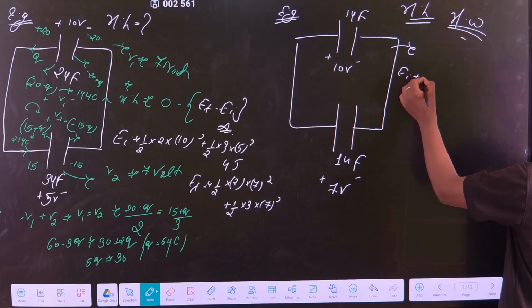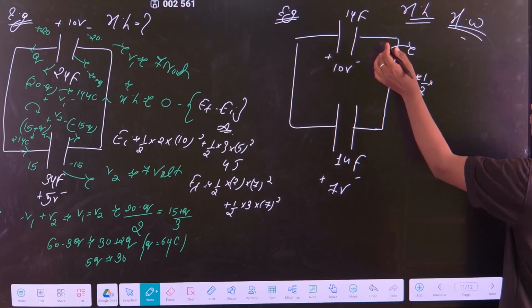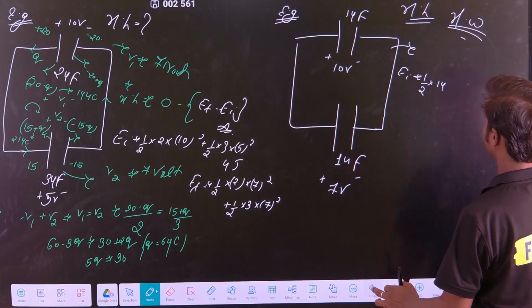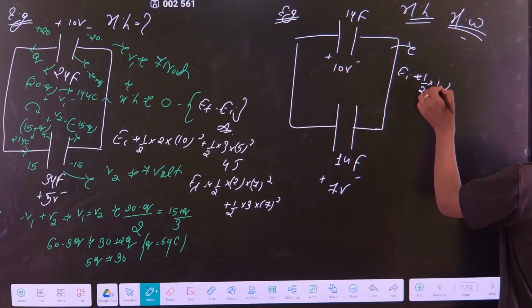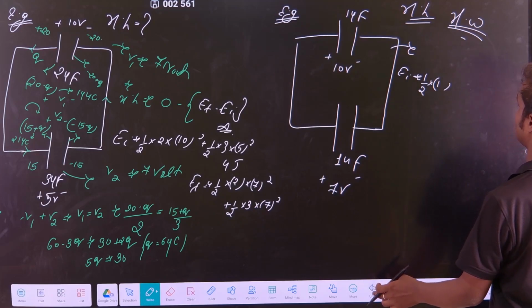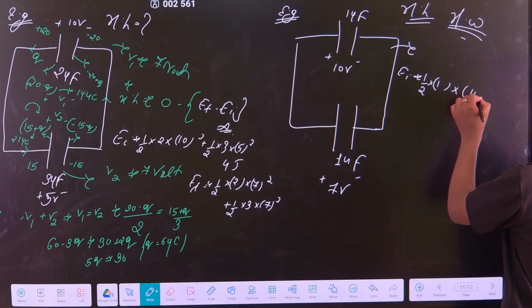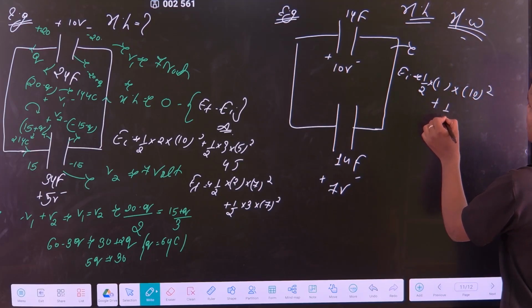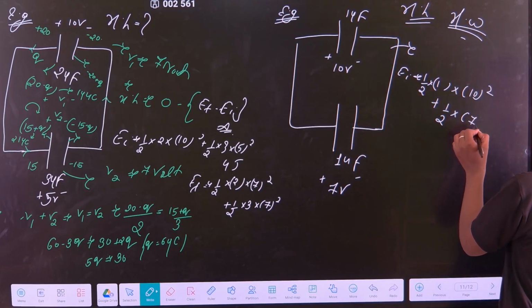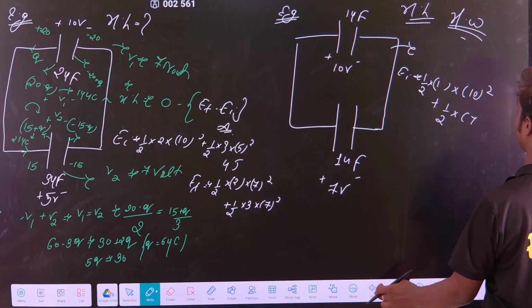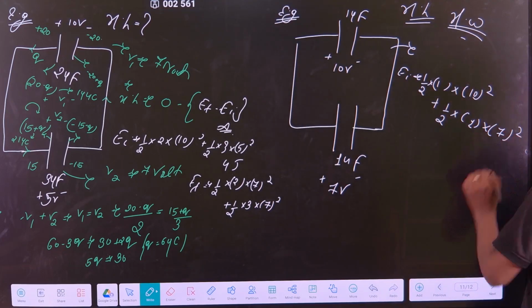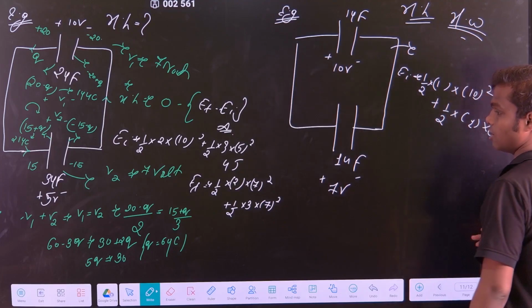If I calculate, I will write it as half, what is the capacitance? That is 1 microfarad, not 14, 1 microfarad, into the voltage. Half CV square. Sorry, I'm writing it wrong. Half CV square plus half into the capacitance, that is again 1 microfarad, into 7 square. So that is the initial energy you will get. Now what is the final energy?